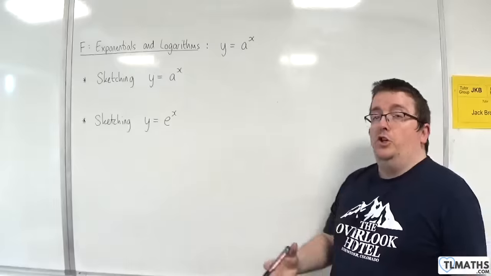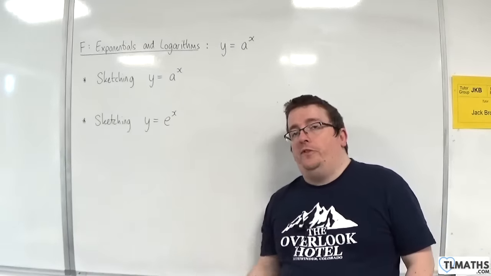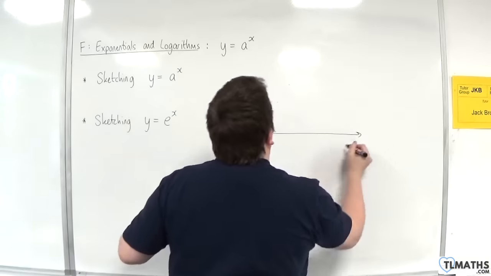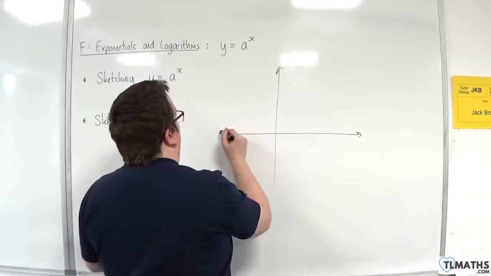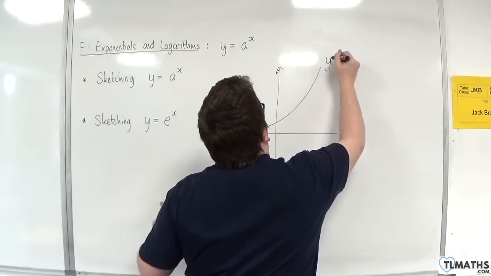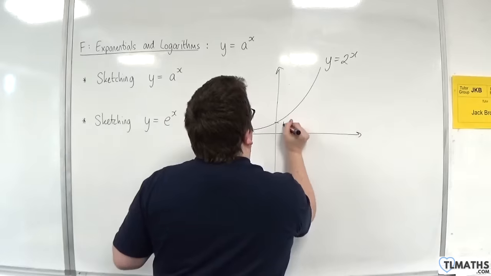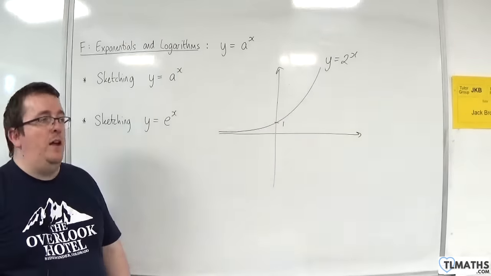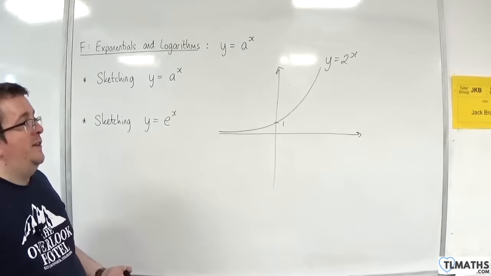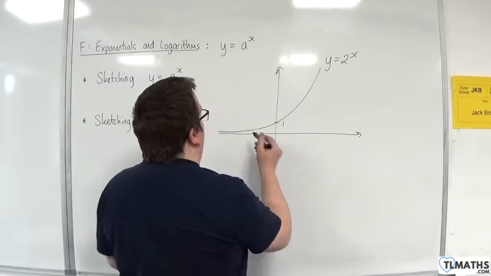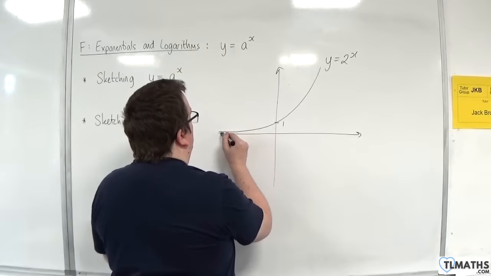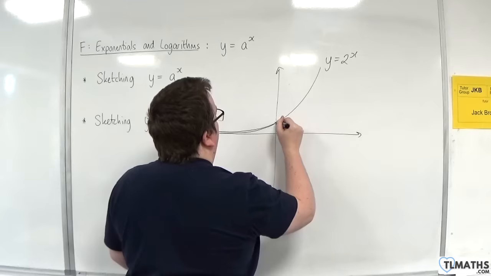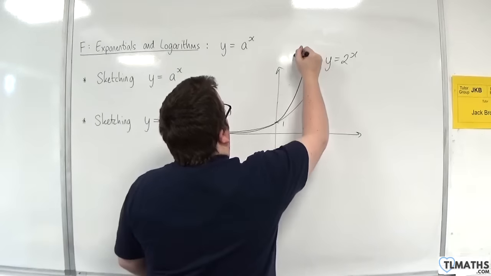Now, you should be able to sketch y equals 2 to the x, y equals 3 to the x. So let's draw y equals 2 to the x. There we are. Y equals 2 to the x goes through 1 on the y-axis because that's when x is 0, and it's got the x-axis as a horizontal asymptote. You should also be able to sketch y equals 3 to the x on the same graph. So it should be below 2 to the x to the left of the y-axis, and then above it to the right.